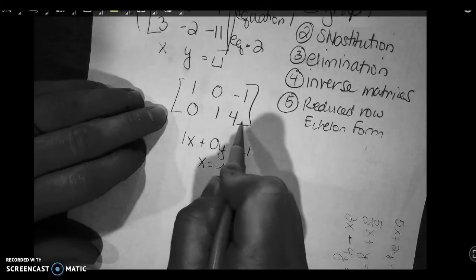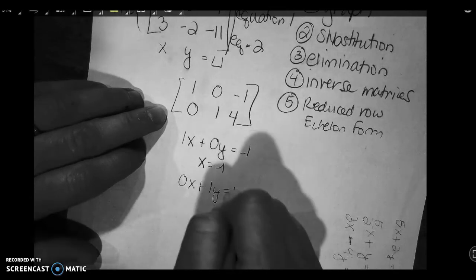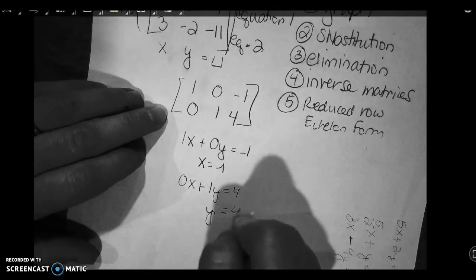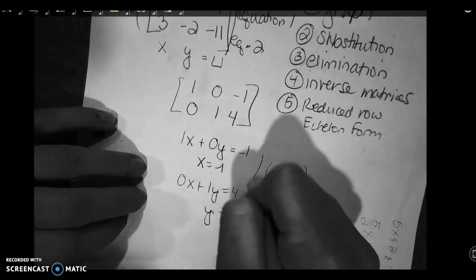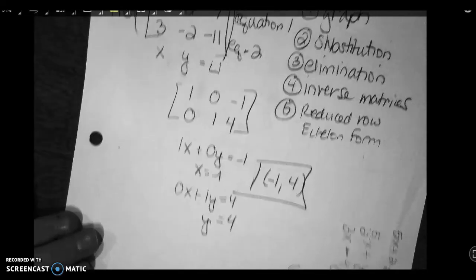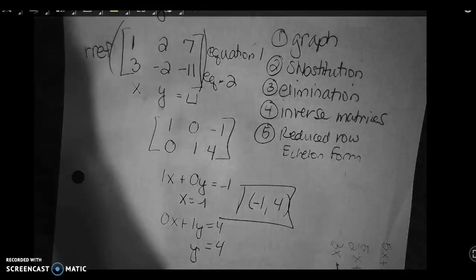Think about what the second row means. 0x plus 1y equals 4. In other words, y is 4. And so your solution is -1, 4. And I do write that as an ordered pair. No matter which of these ways I work that, this is going to be the ordered pair. I want to write my solution as an ordered pair.